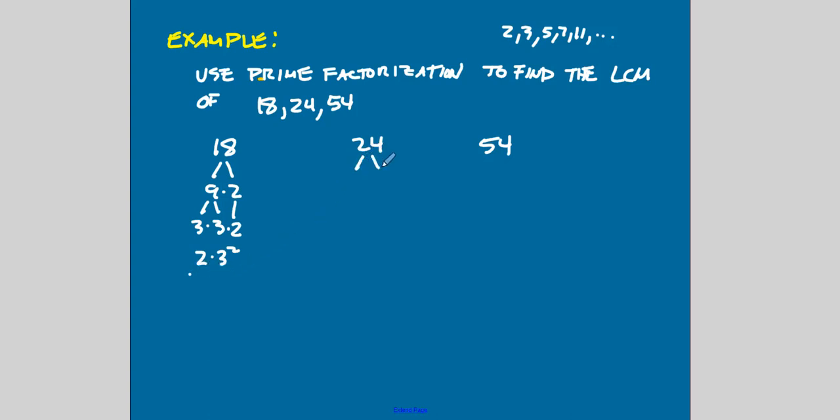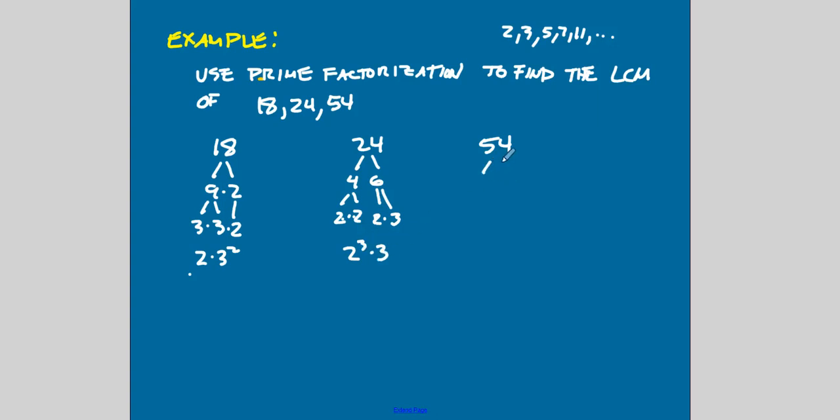Now I'll do the same thing with 24. It doesn't matter if I start with 12 and 2 or 6 and 4. I'll start with 4 and 6 here. So 4 breaks down into 2 times 2. Well, 2 is a prime number. And then 6 is 2 times 3. Both of those are prime. So I have 2 to the third power here times 3.